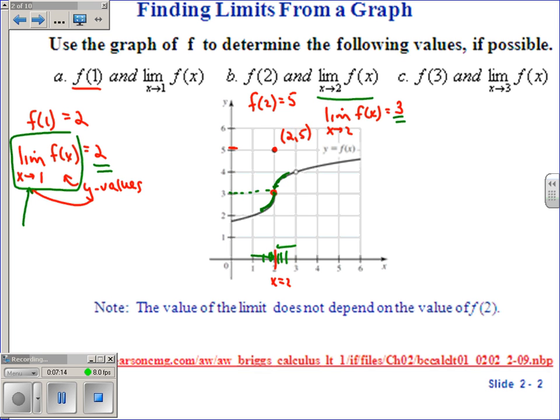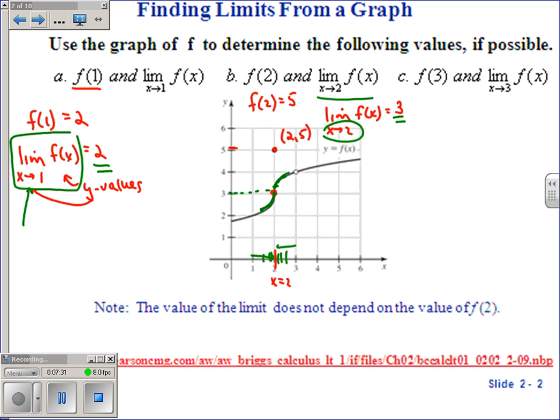So it doesn't matter here when I'm approaching 2. This means look at numbers smaller than 2 and look at numbers bigger than 2. And each time, let the x's get closer to 2 and what are the y values doing? So the limit as x approaches 2 is 3.